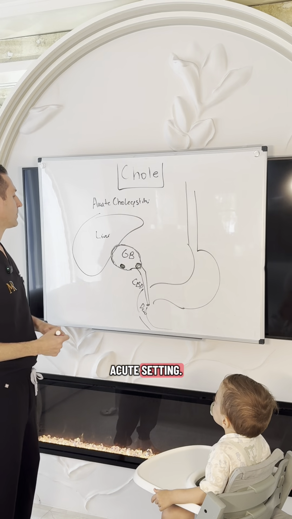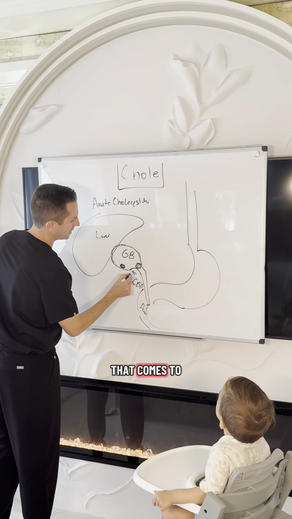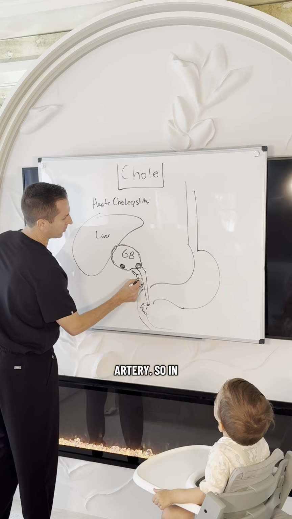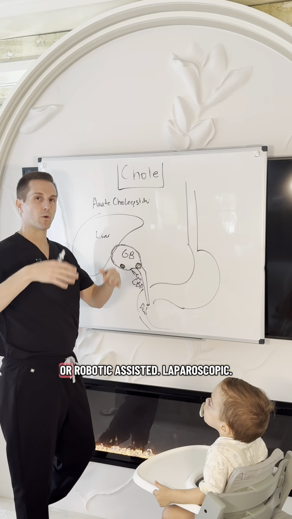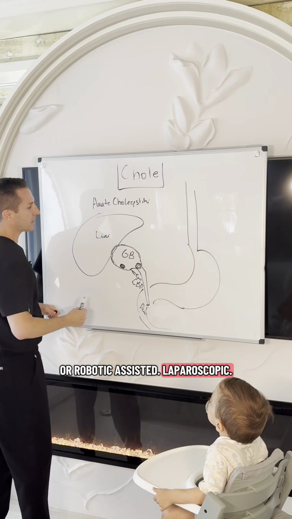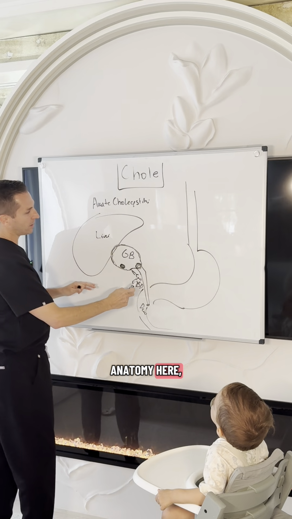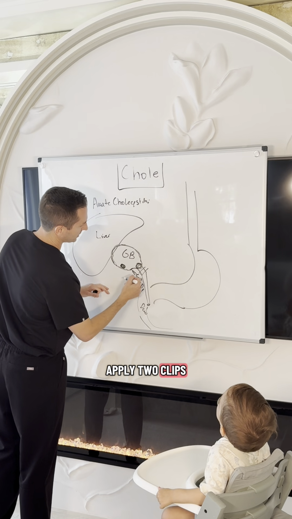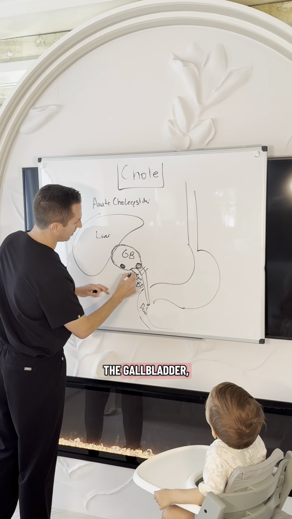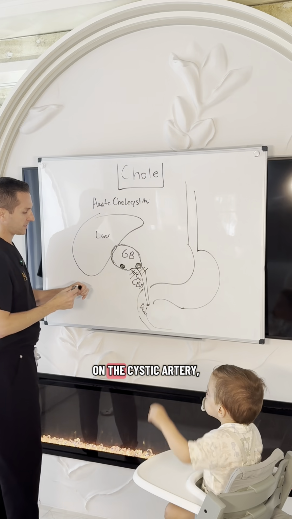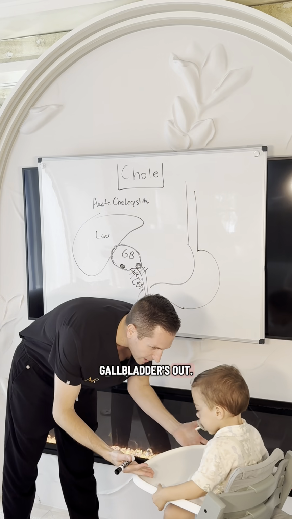more in the acute setting. So what we do, there's also a little artery that comes to the gallbladder here called the cystic artery. So in this operation, we typically do it either laparoscopic or robotic assisted laparoscopic. We go in, we insufflate the abdomen, we take a look at the anatomy here, and we're going to apply 2 clips on the cystic duct going to the gallbladder, and 2 clips on the cystic artery, and we're going to remove the organ. And then your gallbladder's out.